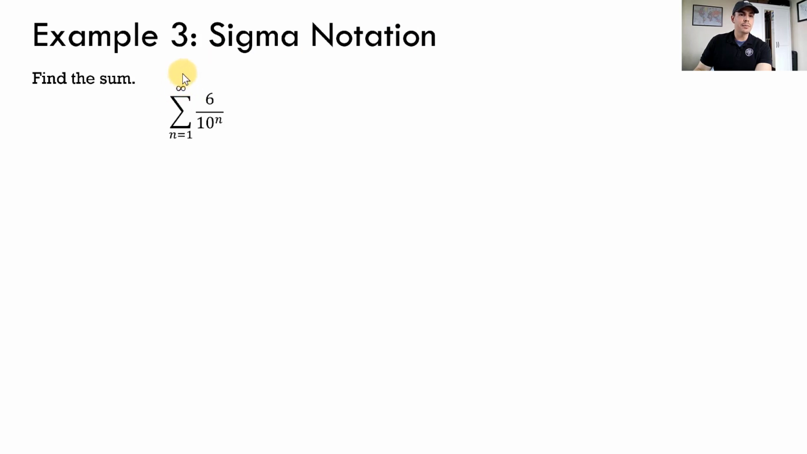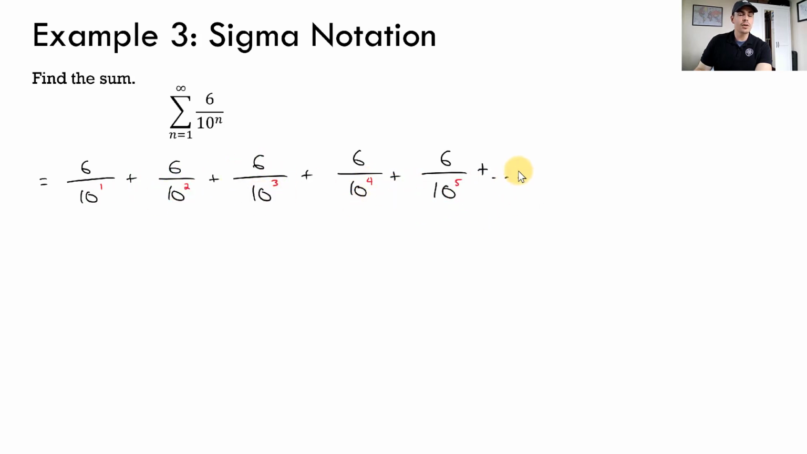All right, last example here, we have sigma notation, but notice here, my k value, my final value, is actually infinity. So let's see what that looks like. Okay, I would have 6 over 10 to the first power. This is my first term. And then I have plus 6 over 10 squared. So that's my second term, third term, fourth term, fifth term, and so on. This is going to go on forever, right? Because my final term is infinity. So it just doesn't stop.